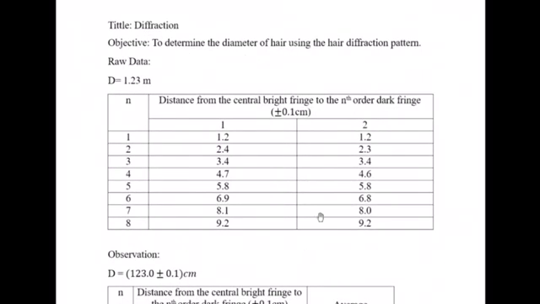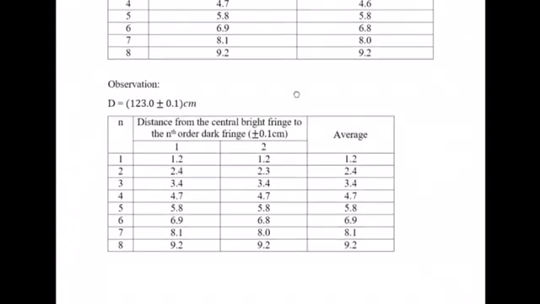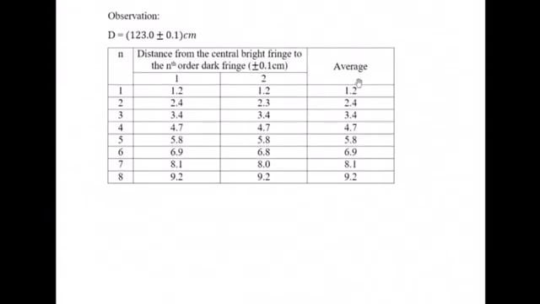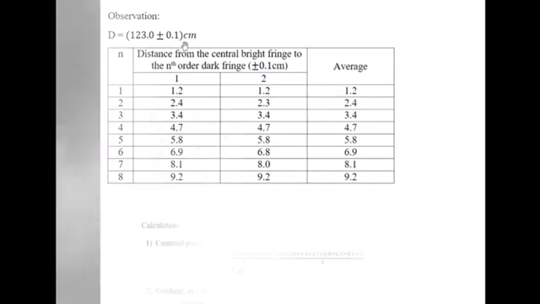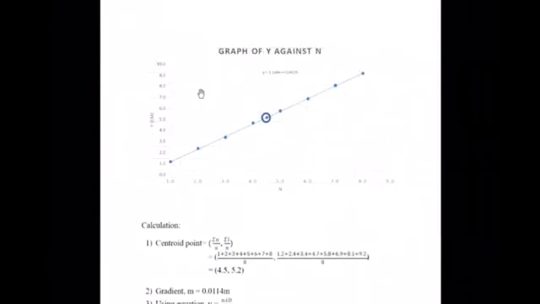And then from this data we can find more accurate data, which is we find the average of the distance from the central bright fringe to the nth order dark fringe, so that the average here is more accurate. And then the value of D is equal to 123.0 plus minus 0.1 centimeter. Using the data that we obtained, we can plot a graph of Y against N using Microsoft Excel. In Microsoft Excel, we can get the gradient of the graph automatically.